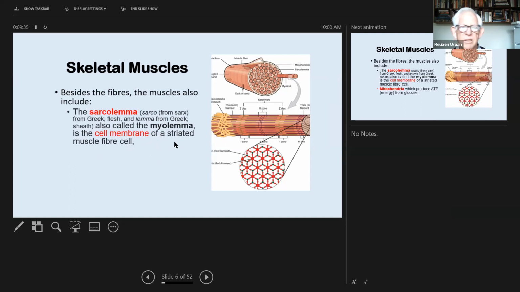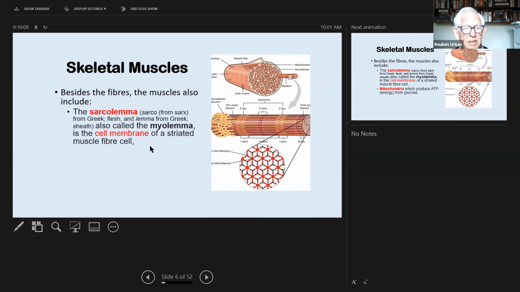And in some books it's called myolemma. Myo, by the way, is another word for muscle. You may have heard of myotherapy. It's like what physiotherapists do, but physiotherapists do more than just muscles. So the myotherapists, people who just manipulate muscles to relieve tension or whatever they do. I've never been to one.